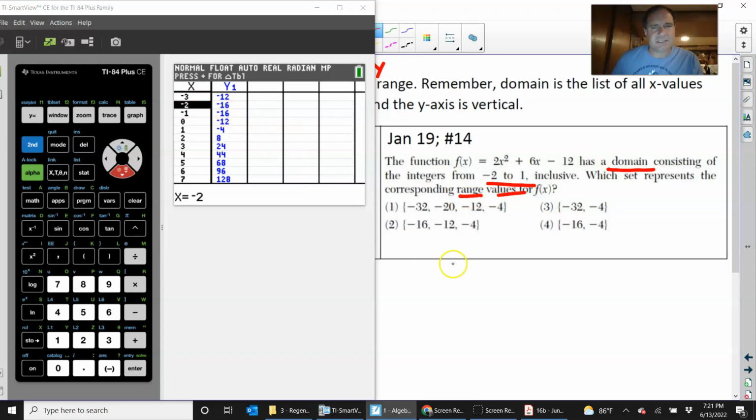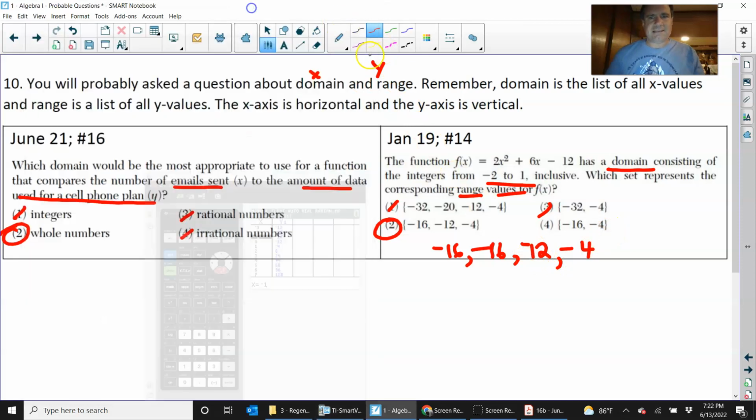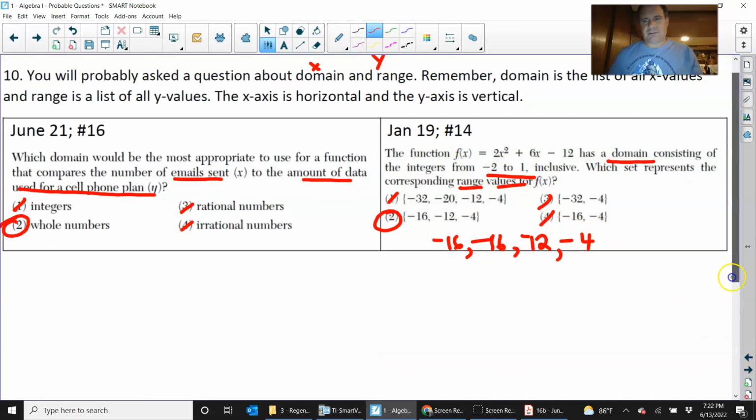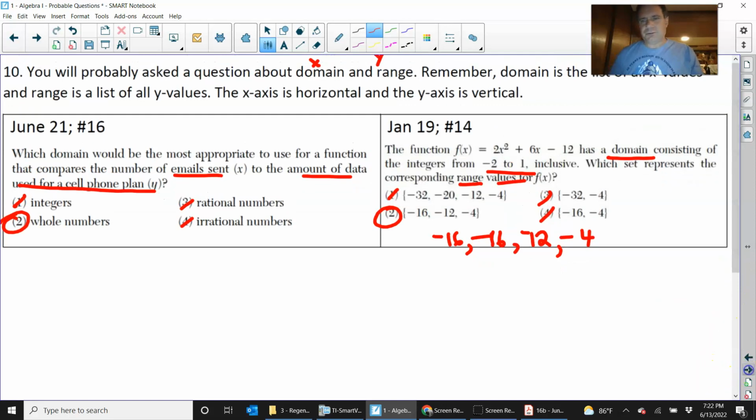So it's -16. Then -1 is also -16. Then 0 is -12. And 1 is -4. So we have -16, -12, -4. 2 is my answer. I don't have -32, so that's out. -16 and -4, -12 is missing, so that is out as well. 2 is my answer. Make sure you use your calculator.